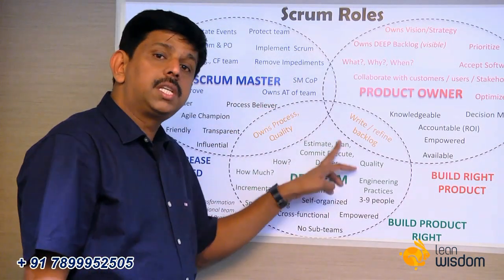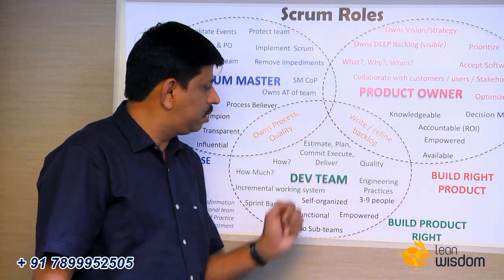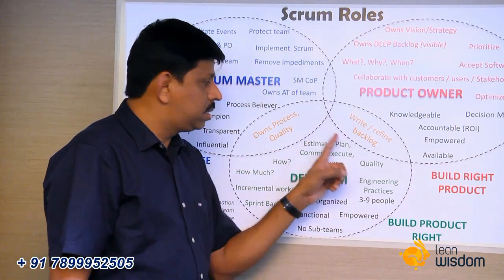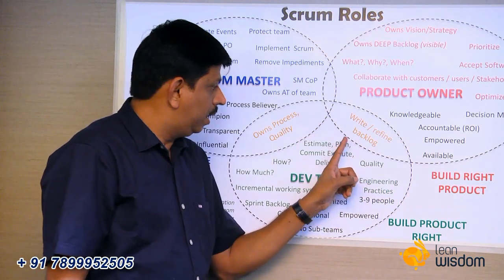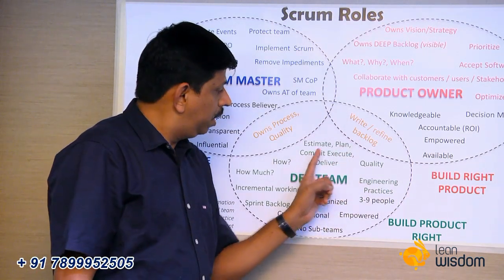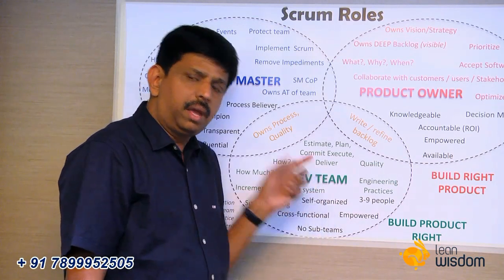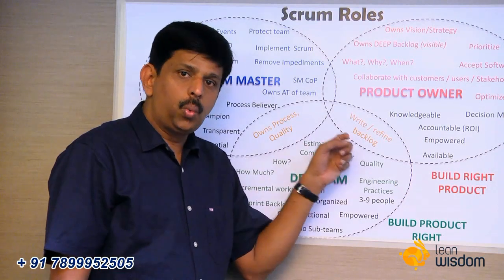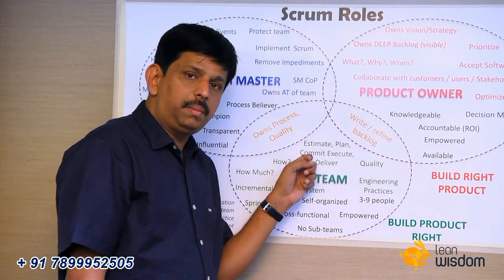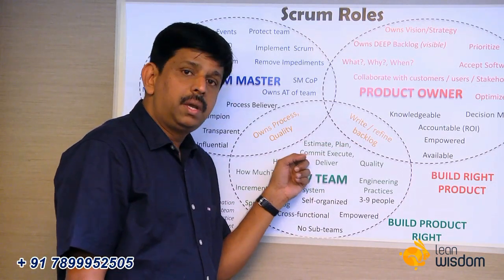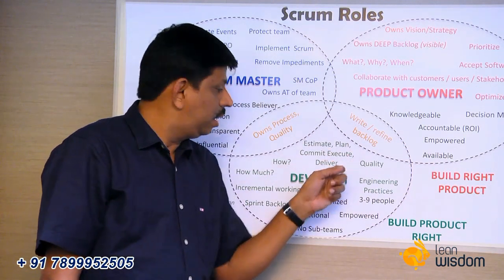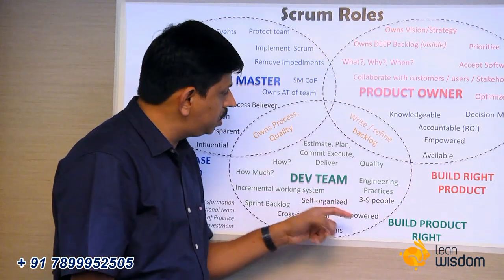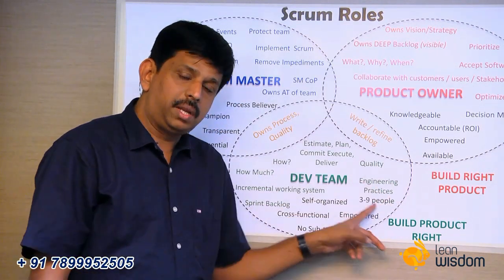Self-organized means, if you look at these parameters, the team is responsible for estimating. Based on the estimate, the team is responsible for planning, and then based on the plan, make a commitment, execute that, and deliver what we commit. Every sprint, the team is responsible for all of this. As a team, we estimate, we plan, we make a commitment on what we deliver at the end of the sprint, we execute that sprint, and then we deliver at the end of the sprint. So this team is responsible for all of this, including quality and engineering practices.